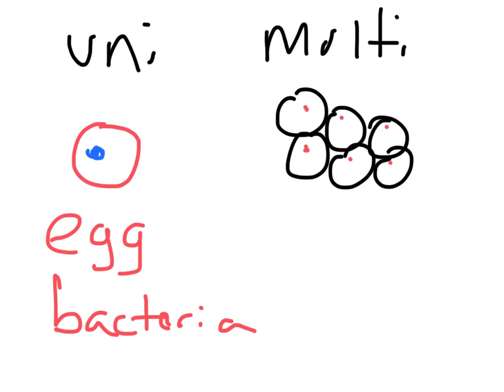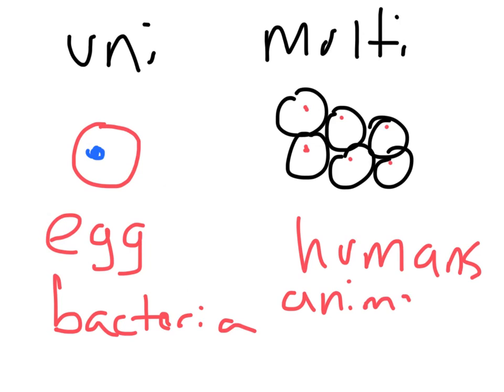Now, multicellular. Multicellular organisms, some examples. Camilla, what's an example of a multicellular organism? Humans. What else is multicellular? Anything else? Any animal, any plant, any jellyfish. They are all multicellular. Most organisms that you would think of are multicellular.